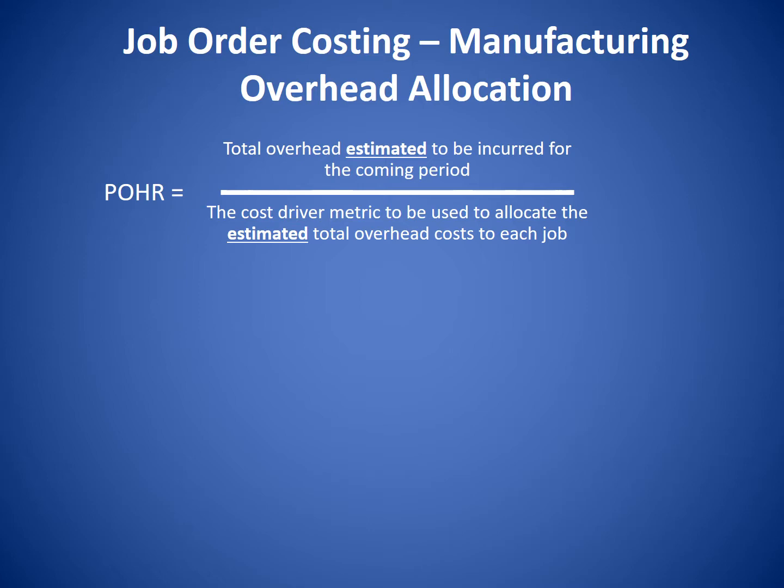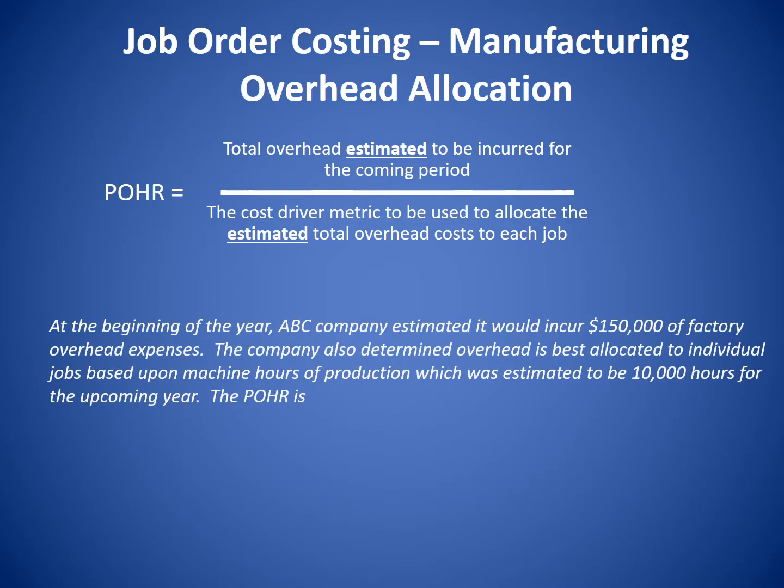Then we pick a cost driver, and the cost driver is a metric to be used to allocate the estimated overhead cost back to each particular job or each particular operation. So we have to estimate the amount of overhead we're going to incur, and also what is the best cost driver to allocate that overhead back to our individual jobs or operations.